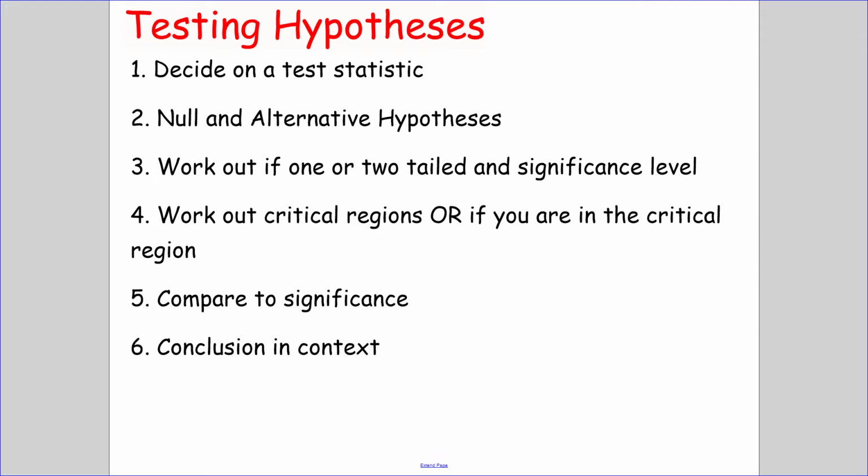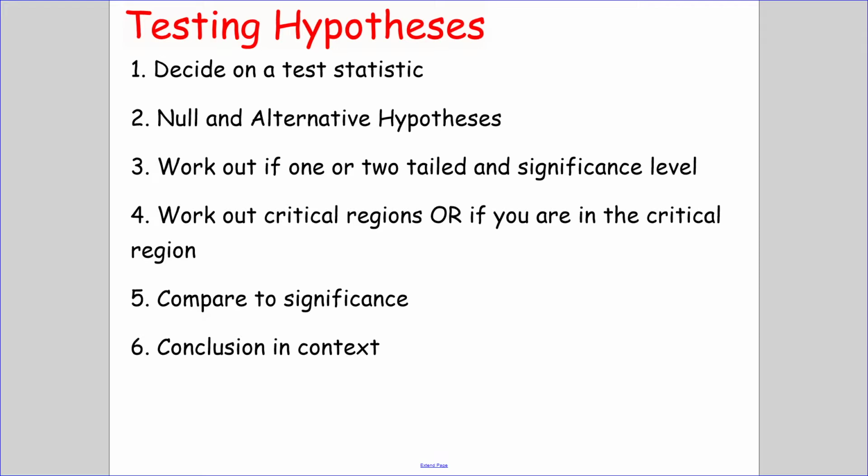We're going to run through each step, roughly what to do, and then we're going to have a go at some. We're going to do one tail test first and then two tail tests. Ultimately, they're very similar. It's just a slightly different change at step 3. So step 1, we need to decide on a test statistic. In year 1, this will always be binomial. In year 2, there are a couple more options coming up.